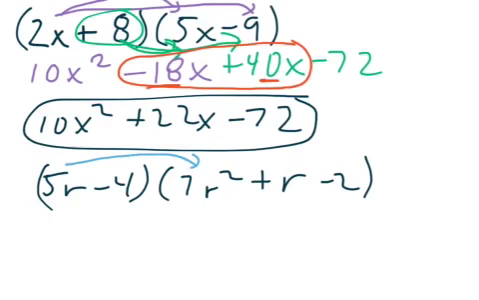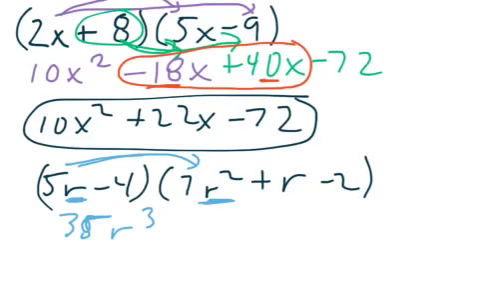I'm going to do 5r times 7r squared. That's 35r cubed. Sorry for being more messier than usual. But the key thing is that r right there times the r squared right there is r cubed. Keep track of your powers. That's a very common mistake that you guys make.